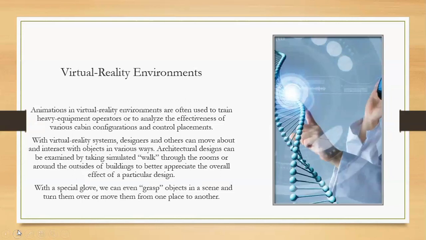Architectural designs can be examined by taking a simulated walk through the rooms or around the outsides of the buildings to better appreciate the overall effect of a particular design. With a special glove, we can even grasp objects in a scene, turn them over, and move them from one place to another. This is a simple picture of how virtual reality environments look.